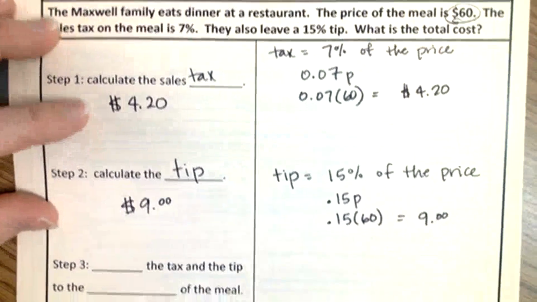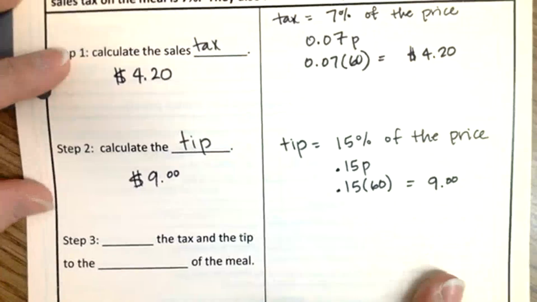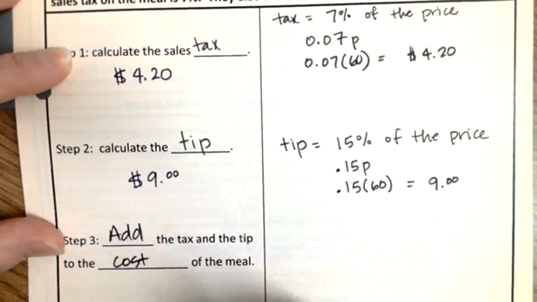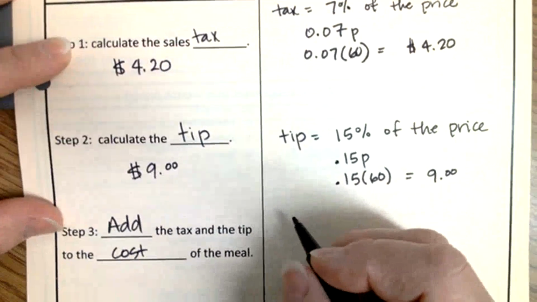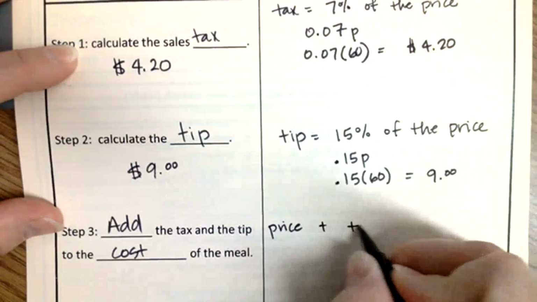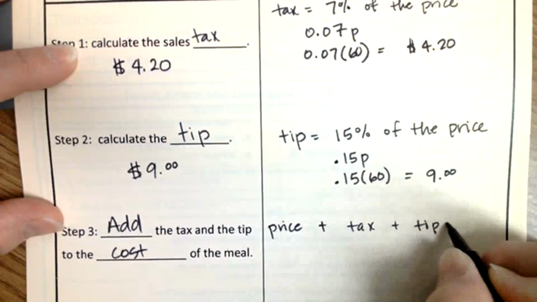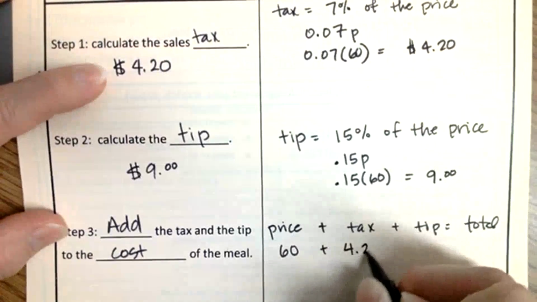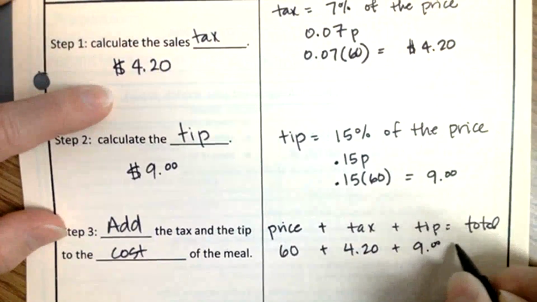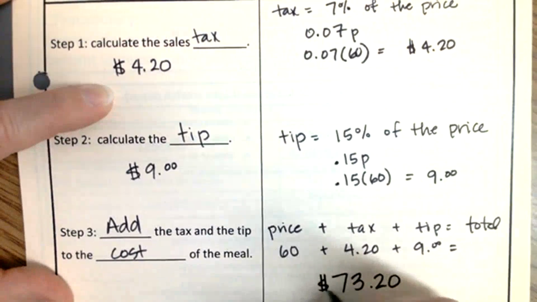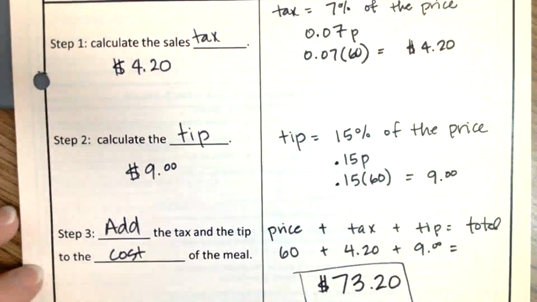The last step is to add the tax and the tip to the cost of the meal, or the price of the meal. Okay? So we're going to go price of the meal plus the tax plus the tip is going to give us the total. So the price was $60. The tax was $4.20. The tip was $9. If we add all of that together, we get $73.20. So the Maxwell family, after tax and tip, paid $73.20 at the restaurant.